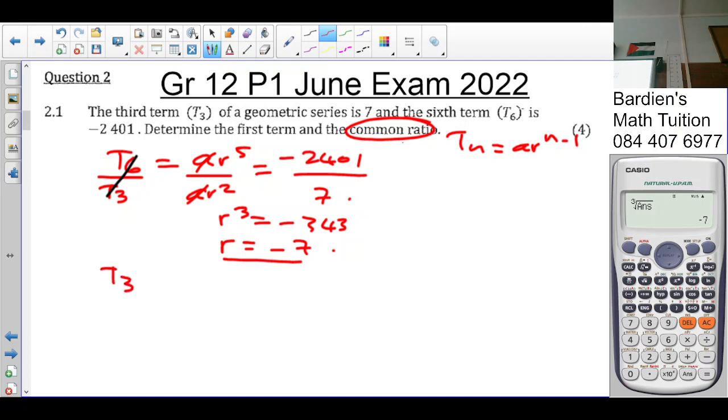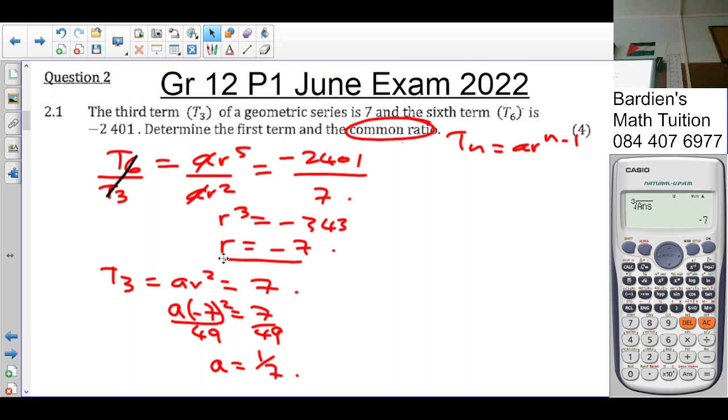So we know that T3 is equal to AR squared, which is equal to 7. So R is negative 7. So it's A times negative 7 squared is equal to 7. This is 49, so I divide by 49 both sides. So A is equal to 1 over 7. Is that correct? Please follow and just let me know if I made a mistake. Okay.